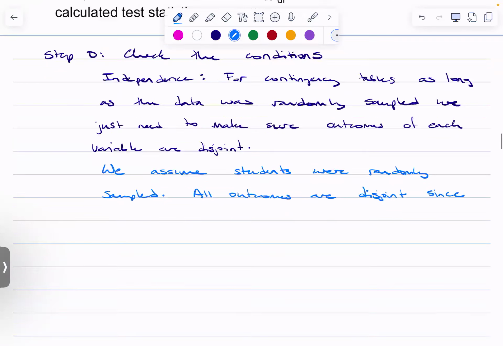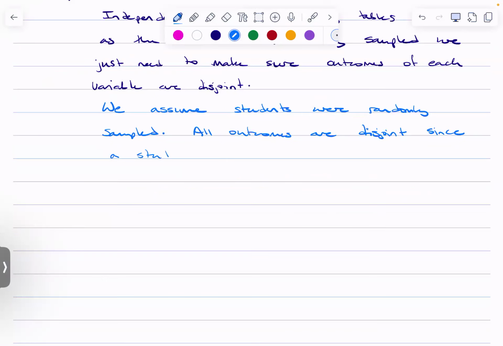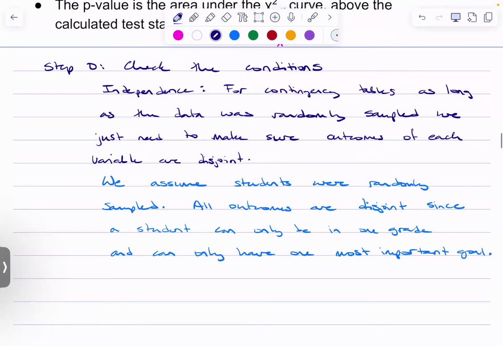Since a student can only be in one grade, right, 4, 5, or 6, and can only have one most important goal. And can only have one most important goal. That's the independence condition.